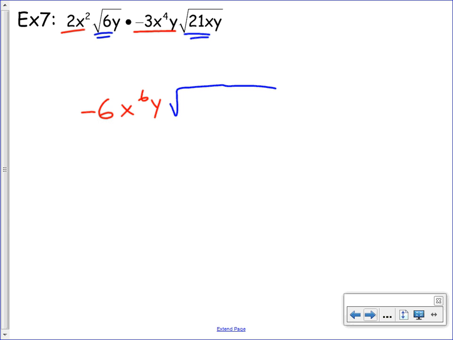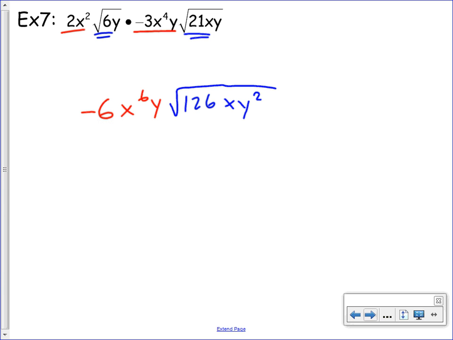Is that right? Oh, is a negative 3 inside the square root? Yeah. Okay. Because you're not taking the square root of negative 3. Okay. 6 times 21. What is it? Yeah, it is. X, y squared. Okay. Here we go.